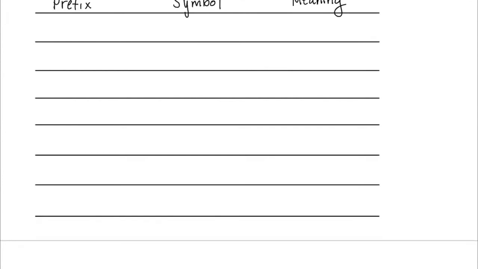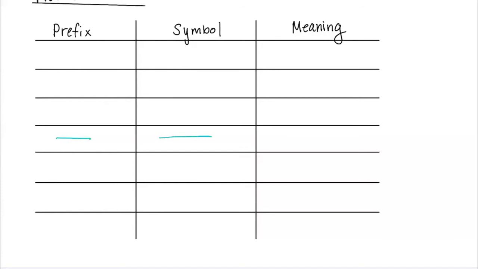Put in our separators. Okay. And so right in the middle, we're not going to actually have a prefix or a symbol. This is going to be our basic unit. So that's going to be our meters, our grams, or our liters.